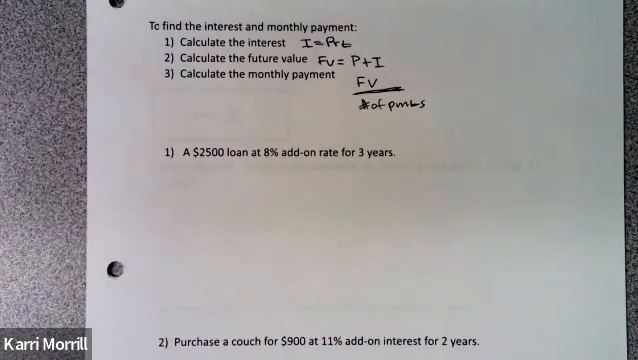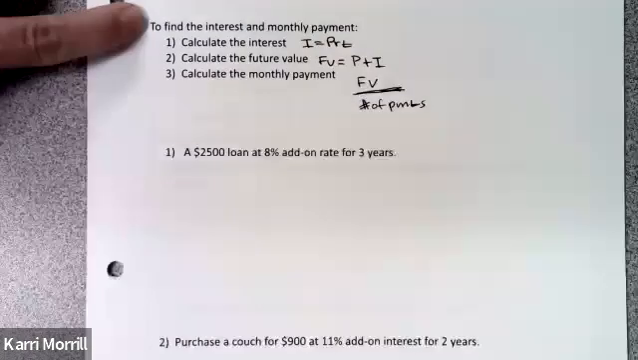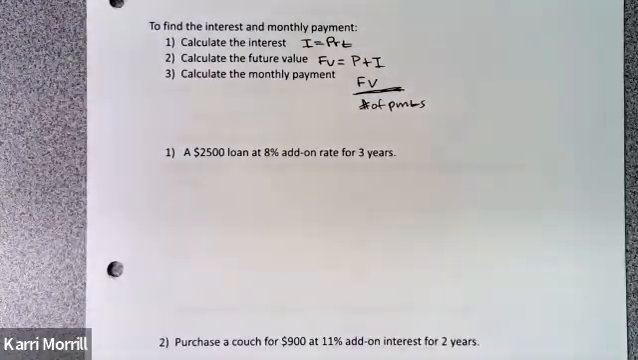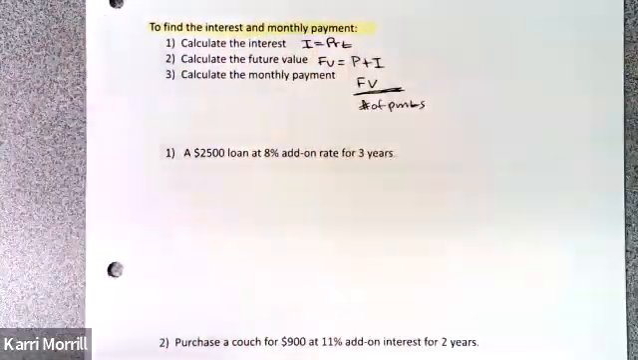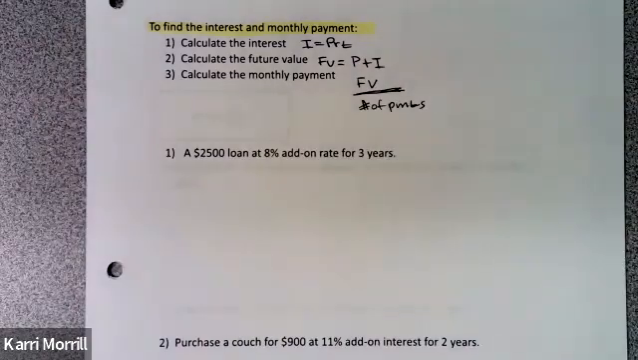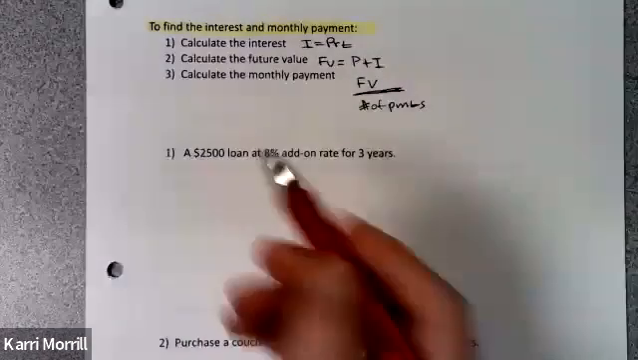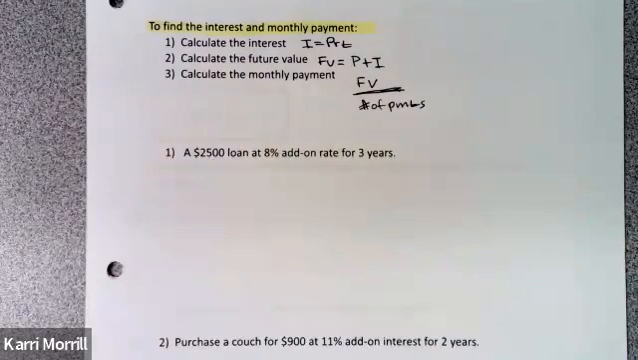So let's look at number 1. It says, if you have a loan for $2,500 at 8% add-on rate for 3 years, they're wanting you to find the interest and monthly payment. That's what the instructions are up here. Usually I put the instructions with each problem, but it's all up top. We're going to do the same thing on these 2 problems together. So the first thing we have to do is find the interest, like we just said. So step 1.